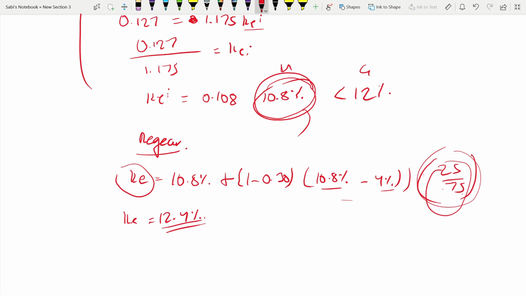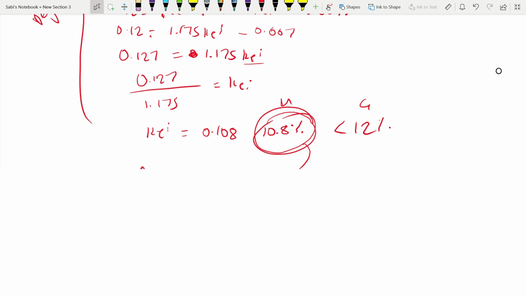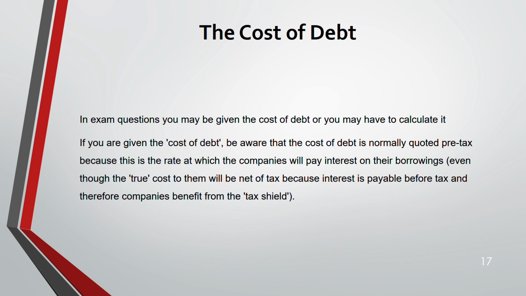Now we can move on to the cost of debt. In your exam question, sometimes you will be given this, sometimes you have to calculate this. And when you have to calculate this, remember it is always pre-tax. If it's given to you, it's pre-tax, before tax. You have to adjust it for tax because you always want the after-tax cost of debt.